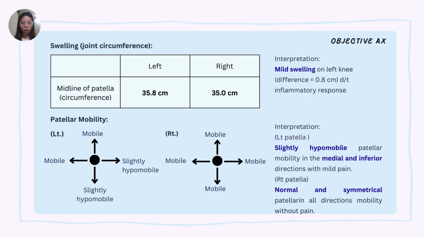For the swelling measurement, the left knee circumference is 35.8 cm, while the right knee is 35 cm, which indicates a mild swelling over the left knee with a difference of 0.8 cm compared to the right side.